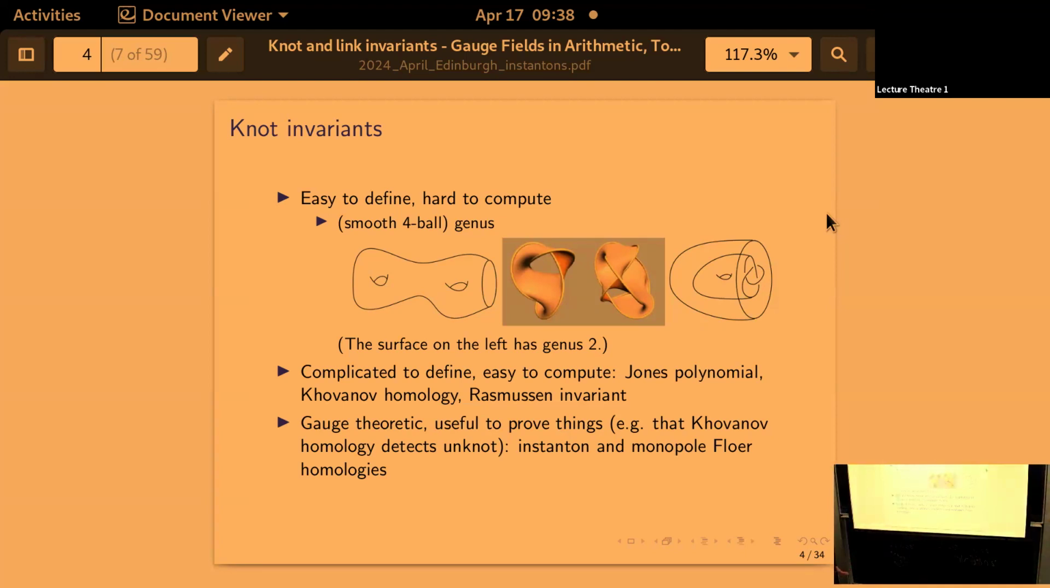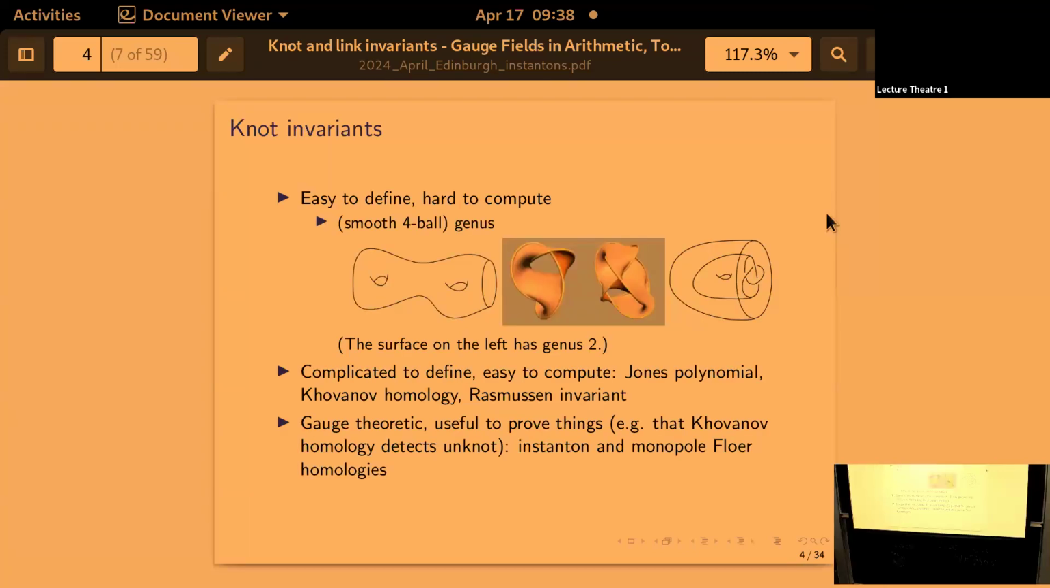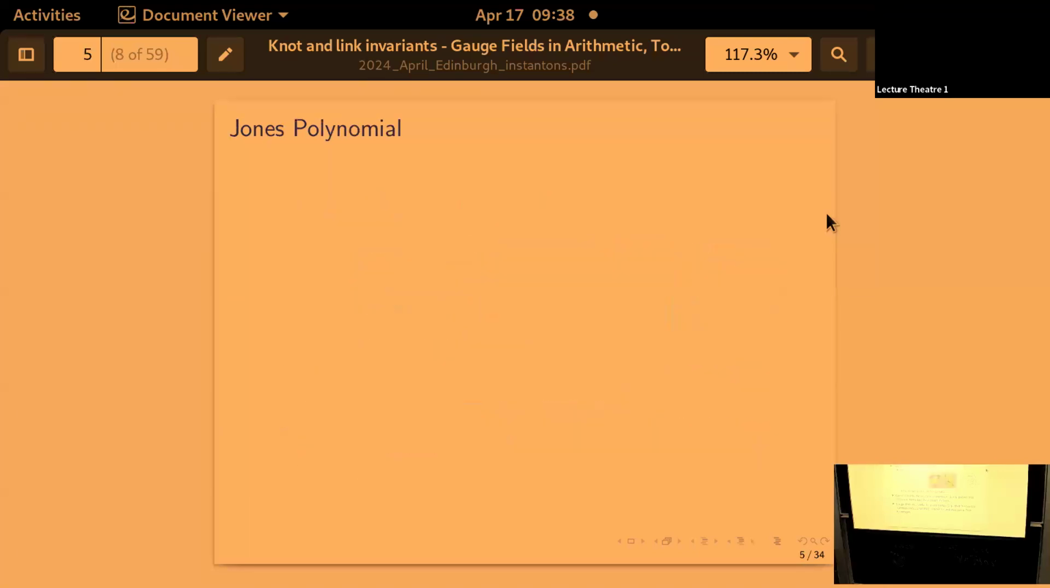In fact, they're extremely hard to compute usually, but they're kind of useful to prove things with. So I'll go into that a little bit later on. Okay, now let's talk about these complicated to define, easy to compute ones.